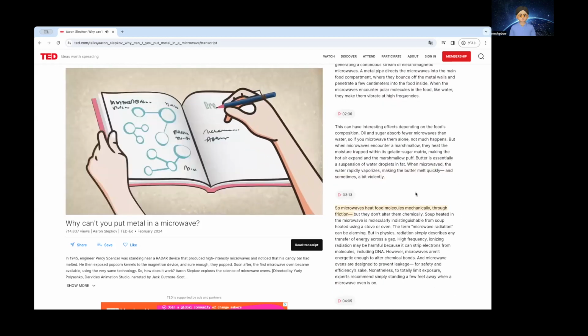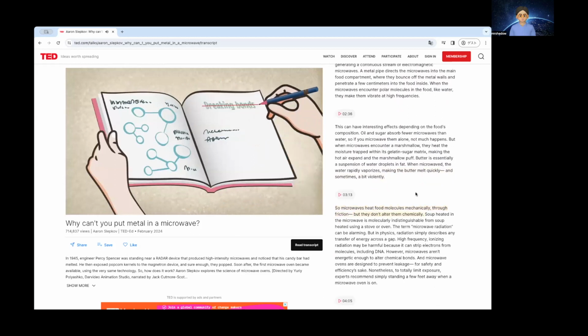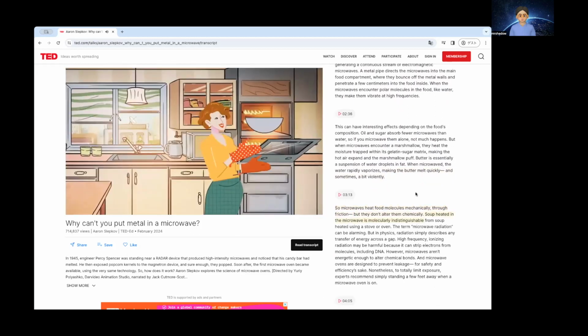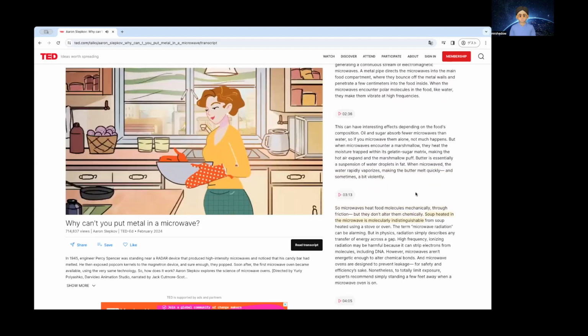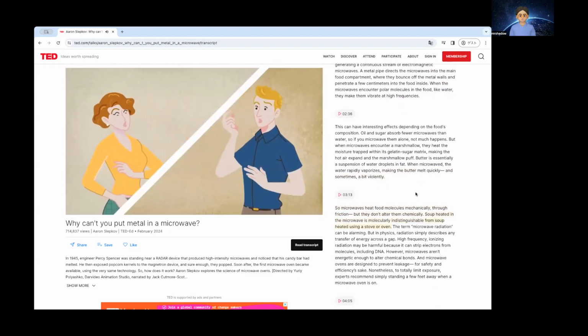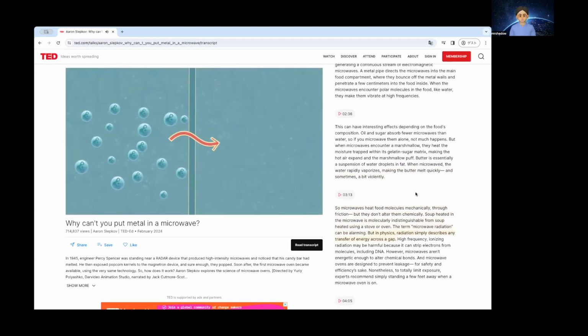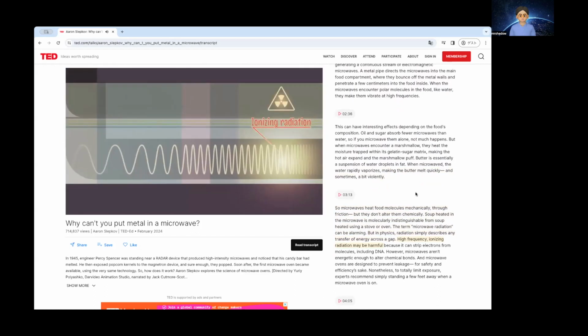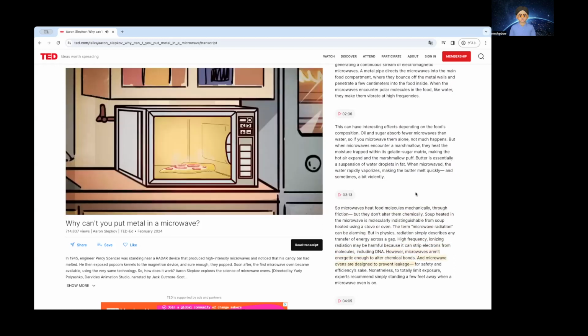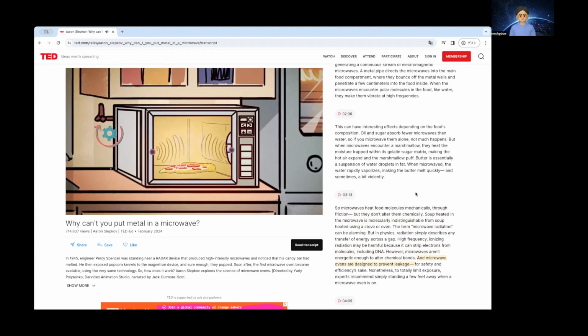So, microwaves heat molecules mechanically through friction, but they don't alter them chemically. Soup heated in a microwave is molecularly indistinguishable from soup heated using the stove or oven. The term microwave radiation can be alarming, but in physics, radiation simply describes any transfer of energy across a gap. High-frequency ionizing radiation may be harmful because it can strip electrons from molecules, including DNA. However, microwaves aren't energetic enough to alter chemical bonds, and microwave ovens are designed to prevent leakage.